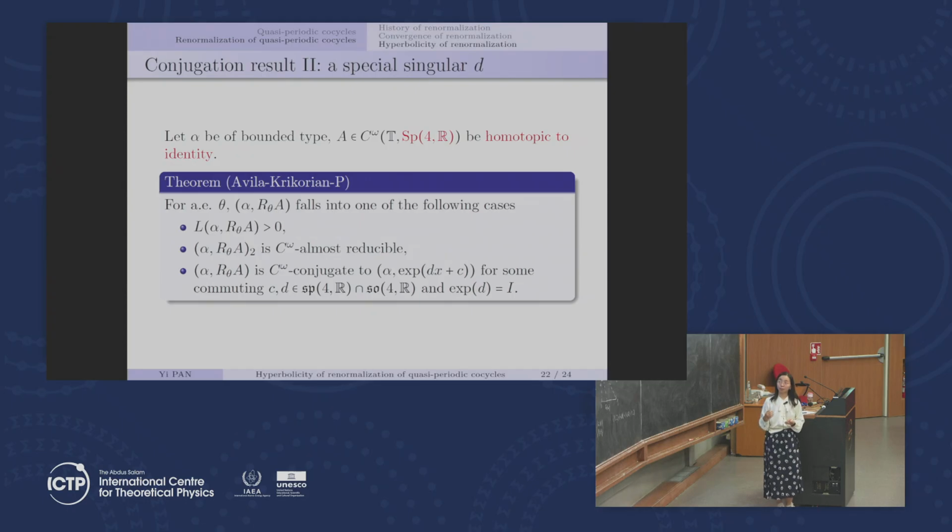Either the Lyapunov exponent is positive, or by Kotani theory, we are L2 conjugate to rotations. And that's the starting point of the following two cases. In the second case, corresponding to D equals 0, we can apply the local reducibility result directly and get analytically almost reducible. Or in the case when D is not 0, we will try hard with the weak hyperbolicity and still manage to show that (alpha, R_theta A) is analytically conjugate to the model.